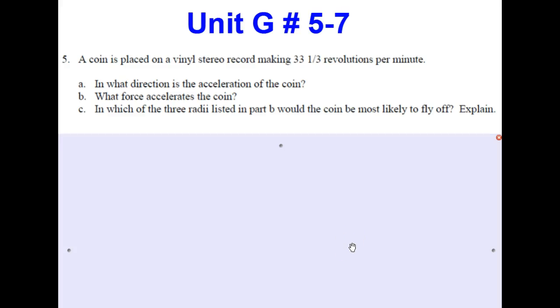Welcome to the Regents Physics Circular Motion and Gravity problem set, problems numbers 5 and 6.